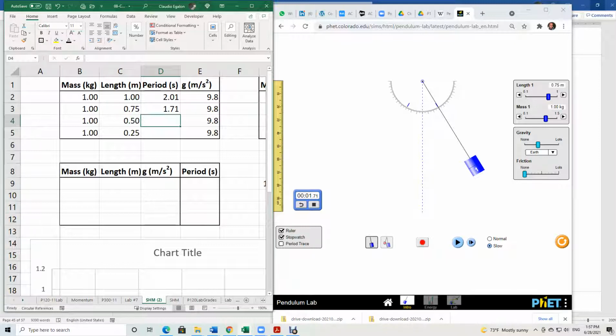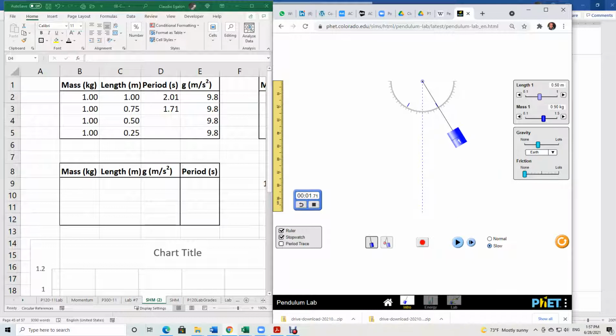Now let's see, 75 centimeters. We are gonna go to half meter. Not here. Right here. Good. 0. Start. And it's paused. The simulation is paused. Here you go. Back and forth and back. Right here you go. Stop right in here. 1.45.